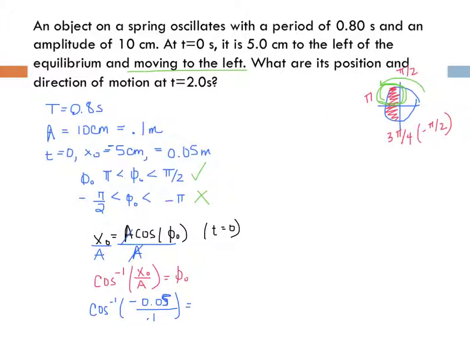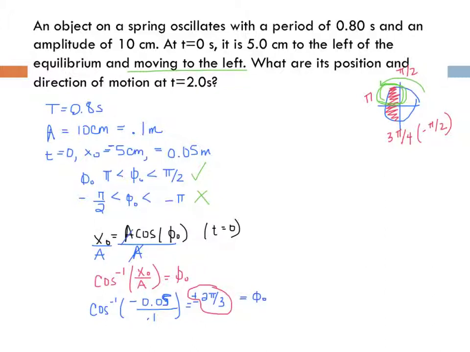And I get 2 pi over 3. And really we should label this as positive 2 pi over 3 and negative 2 pi over 3, because we can achieve this initial position of 0.05 either way. But looking back at the information that we talked about at the beginning, I've already narrowed it down between pi over 2 and pi. So that means that my phi naught has to be a positive value. So again, now we have a value for phi naught.